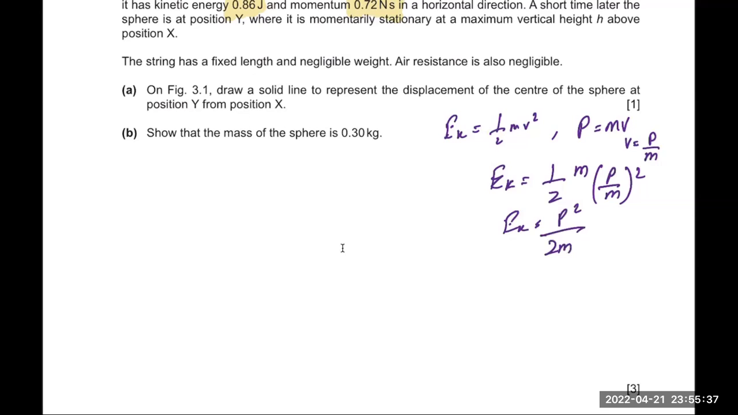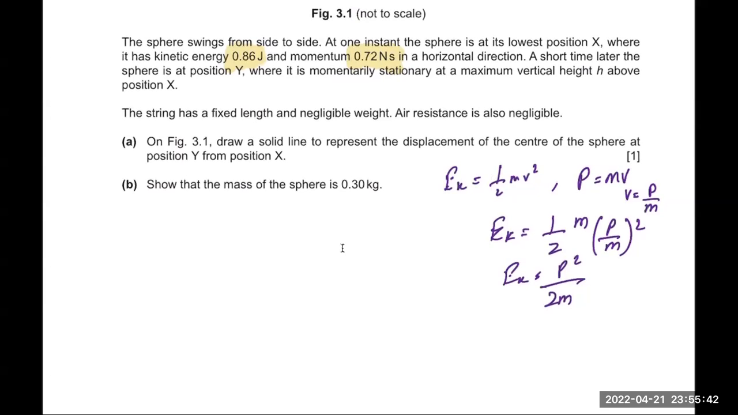We've done this in class. Kinetic energy is 0.86. P is 0.72, squared, upon 2m. And that will give us the mass. M is equal to 0.301395, so 0.30 kilograms.